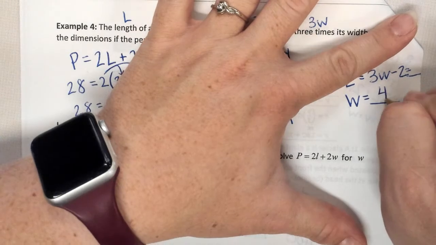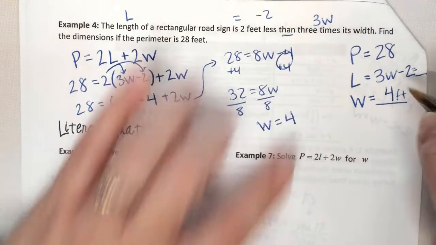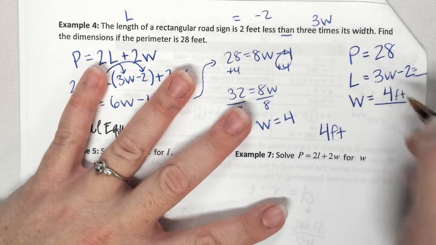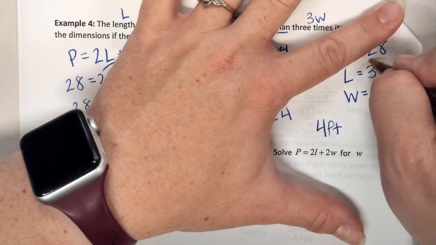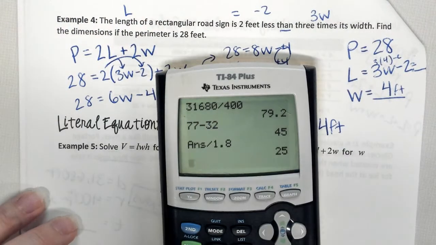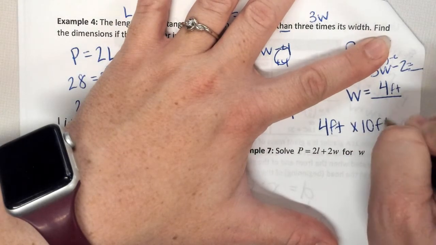So I know that my width is 4 feet. And then I need to know my length because it says find the dimensions. So I know 4 feet, and I'll find that by plugging it in. So 3 times 4 minus 2, which you can type in your calculator, and it gives me 10. So 4 feet by 10 feet are my dimensions.